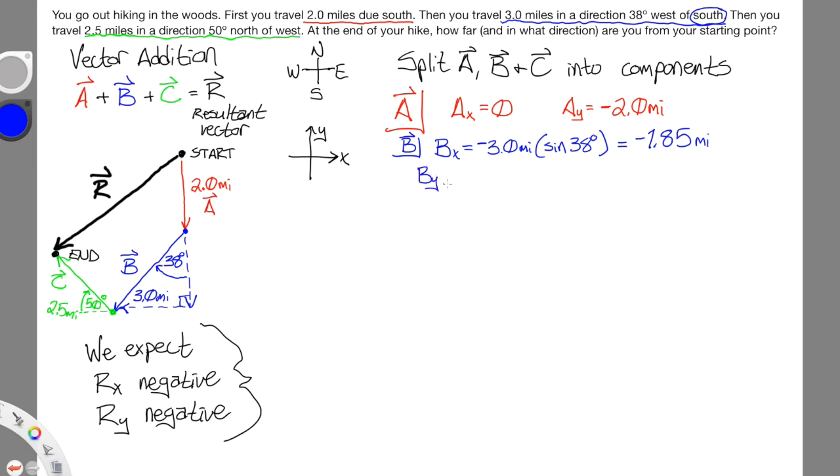By is a similar story. We still have the magnitude. And since we have the hypotenuse and we're looking for the adjacent side now, we need the cosine of 38 degrees. And again, we should check our positives and negatives here. By points down, south, which is the negative y direction, so we do need a negative sign there. And this gives us an answer of 2.36 miles in the negative direction.